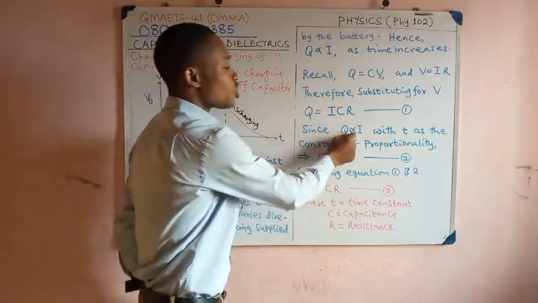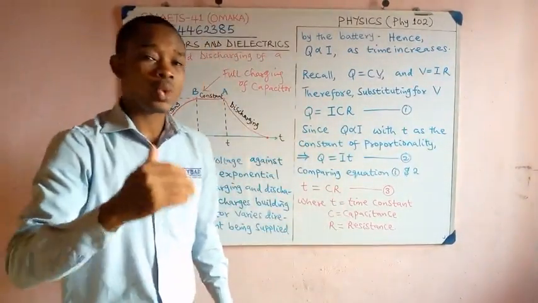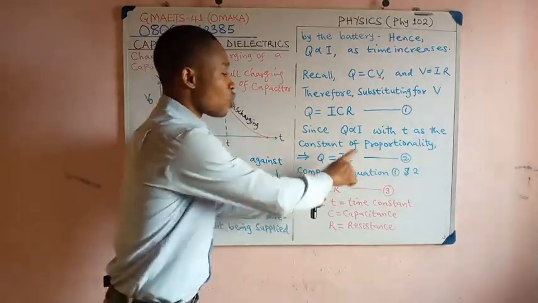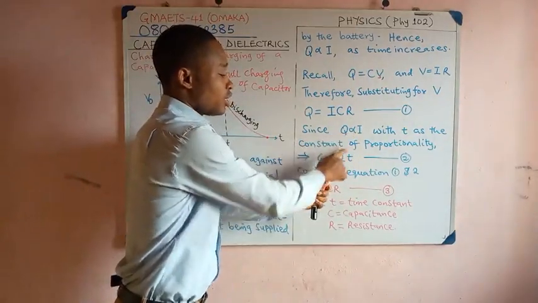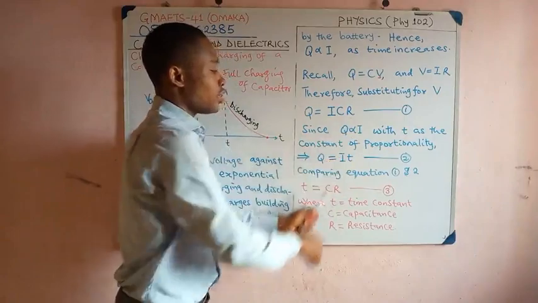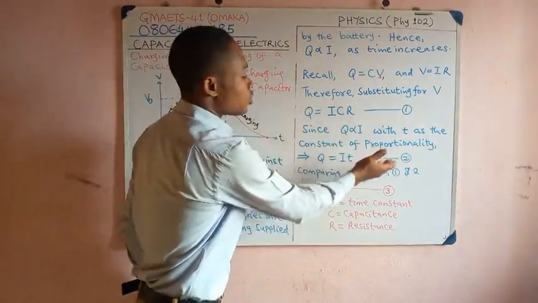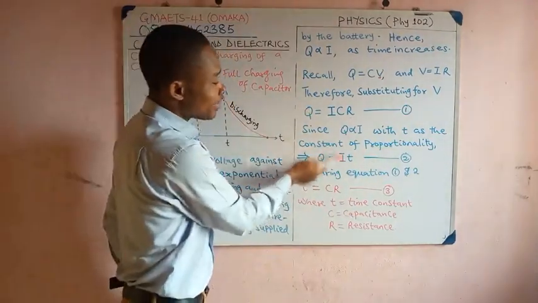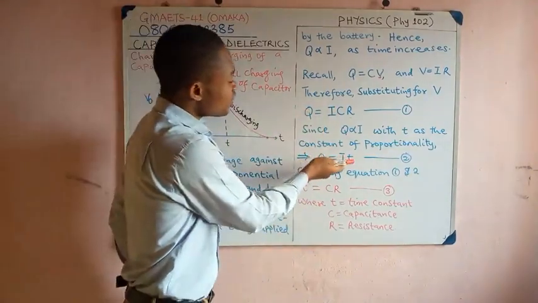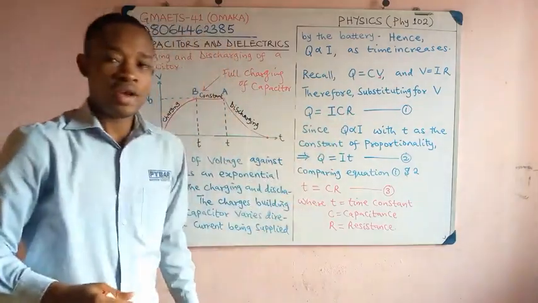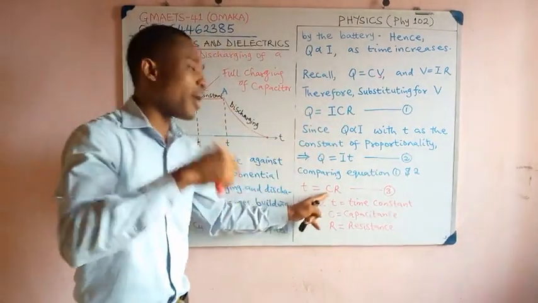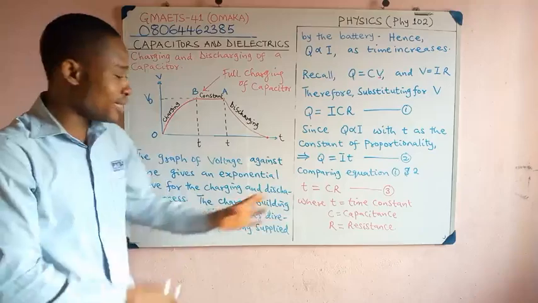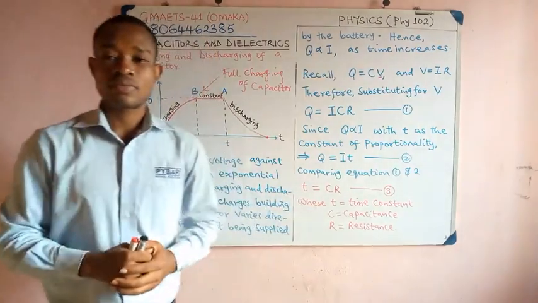Now, since we know that charge is directly proportional to current, we can introduce time as our proportionality constant, and that will give us equation 2 here. Removing this sign of proportionality, introduce equal to and a constant T. Now, we can compare equation 1 and 2. If you compare equation 1 and 2, this is Q to Q, they take care of themselves. This is I to I, take care of themselves. You notice that T is equal to CR. Which means that time is equal to capacitance times resistance of the discharge process. And this T is called the time constant.